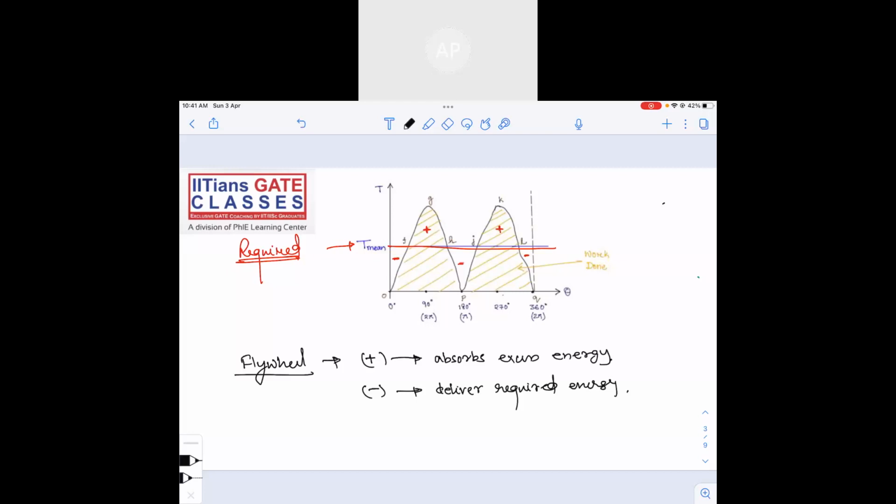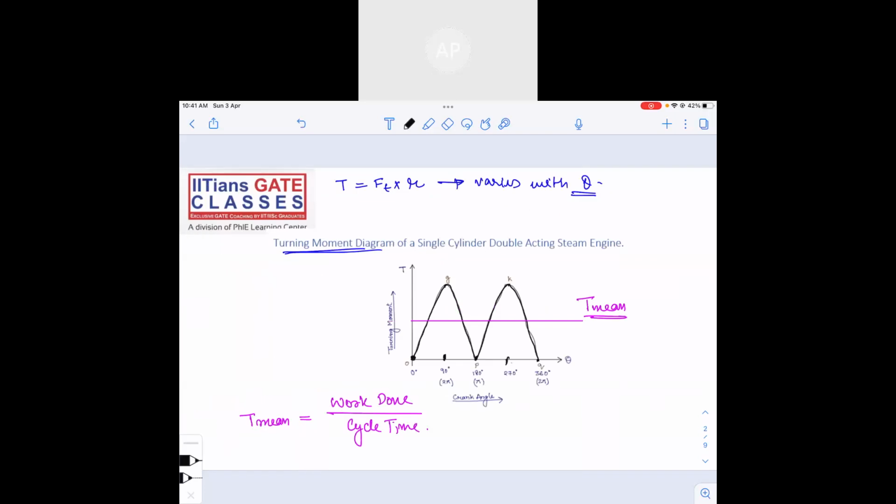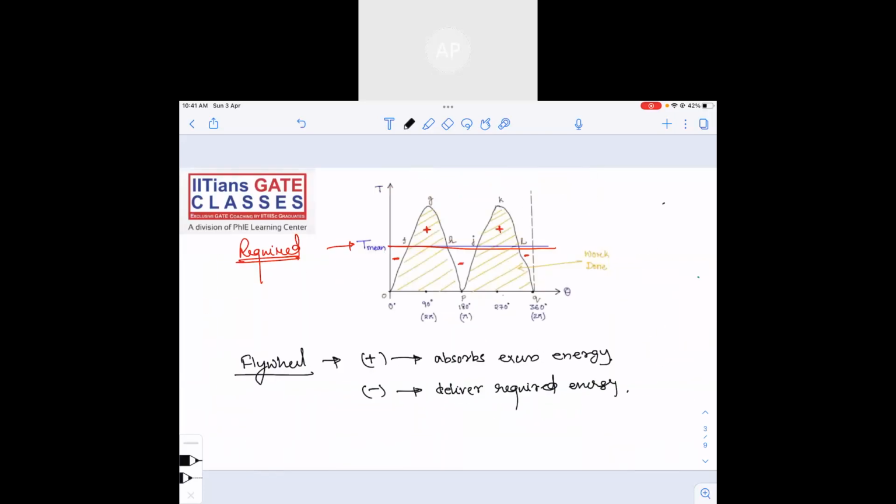So where is the flywheel connected? The flywheel is connected to the crankshaft, right? I'll give you a simple, practical example. Have you ever ridden a bicycle?